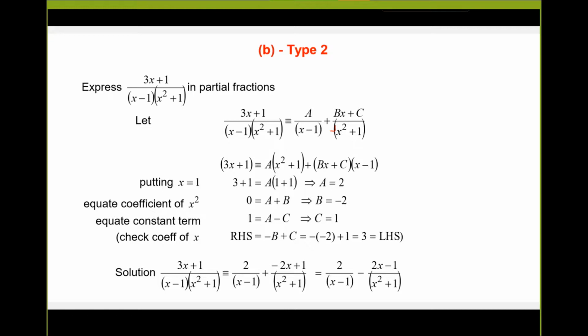If I factor out my x squareds, then my x squareds can cancel. A plus b must equal 0. So if a is 2, then 2 plus b equals 0, and therefore b is negative 2.